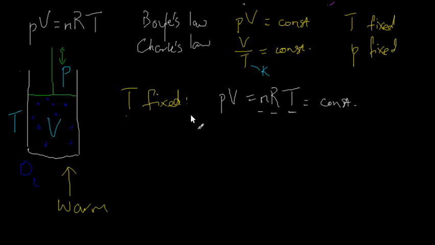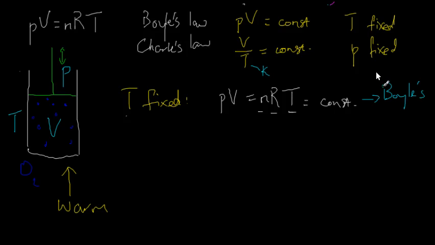Now, so we see that when temperature is fixed, the ideal gas law tells us that the pressure times volume is fixed, which is exactly the same as Boyle's law. So, in other words, by fixing the temperature, the ideal gas law gives Boyle's law. So here is one connection. Boyle's law. Let's have a look at Charles' law.